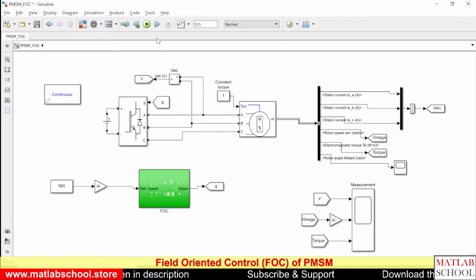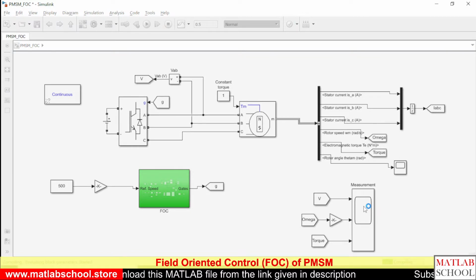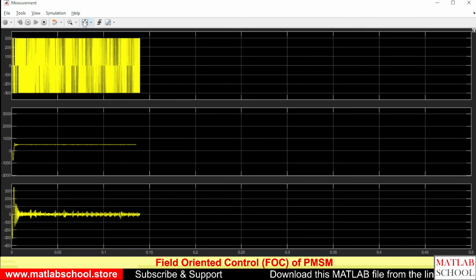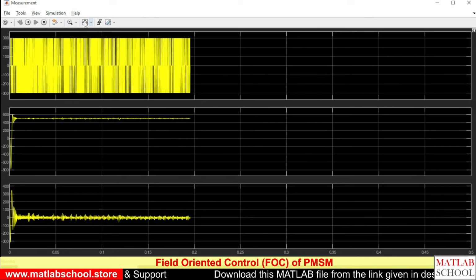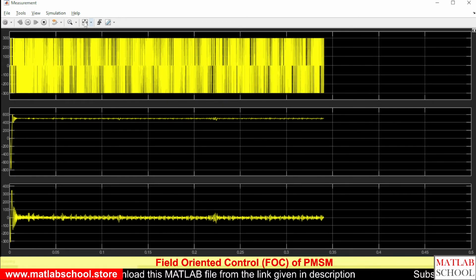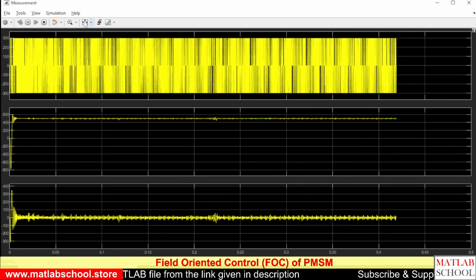I'm going to run the simulation for 0.5 seconds, and the torque I have given is 1 Newton meter. So I'm going to simulate it. The simulation is running. Let's open it. You can see the speed settling exactly at 500 RPM. I have designed this simulation to work for a maximum speed of 500 RPM.